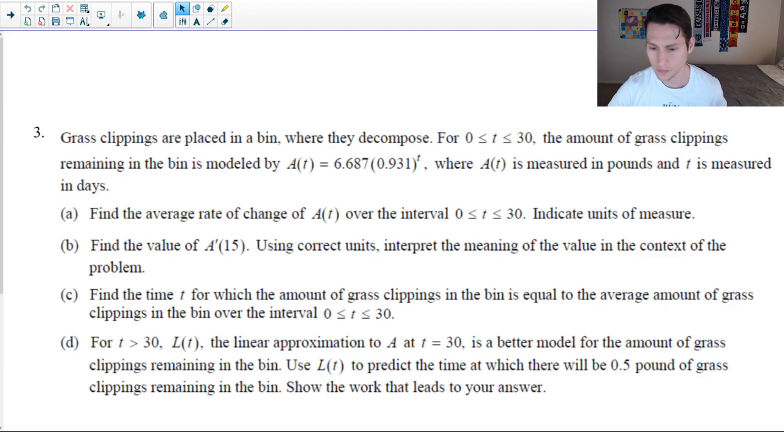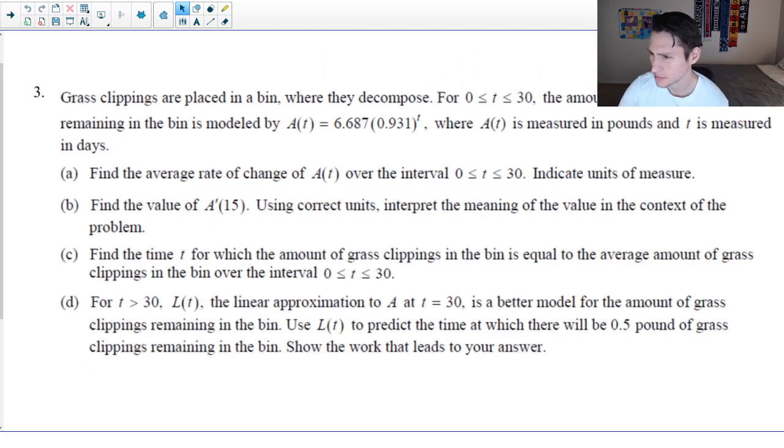Okay, I think we're ready to go. All right, so just continue on to our next two here. All right, these FRQ practice problems.